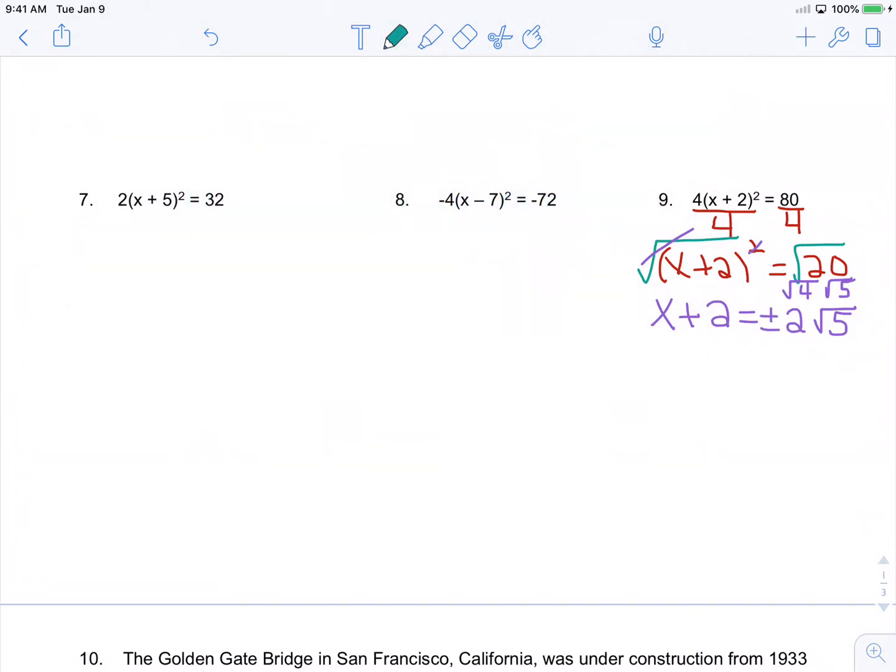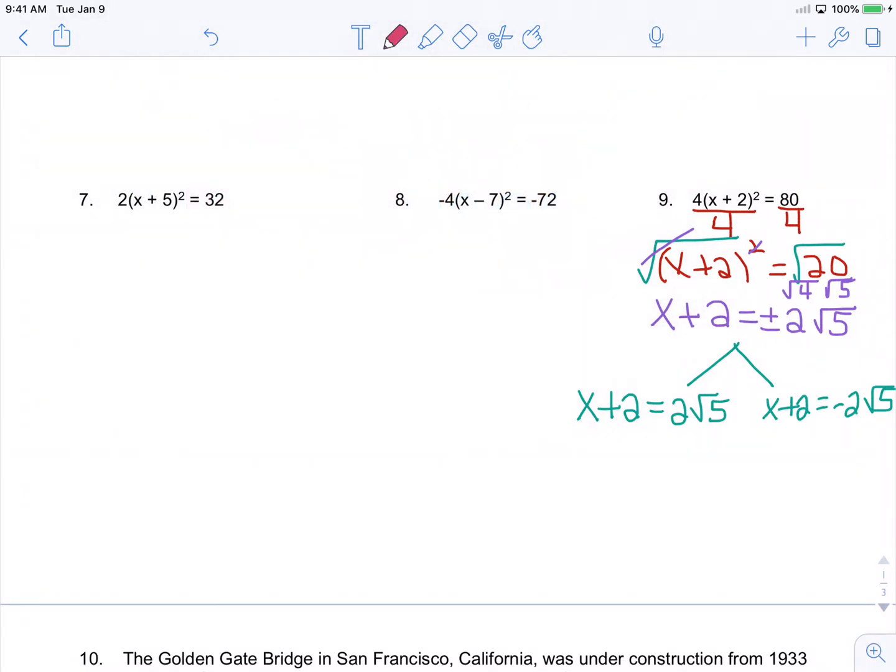The last step of this problem is to separate it into the 2 equations because that's what a plus or minus means. There's 2 answers. So one equation is x plus 2 equals 2 square roots of 5. The second equation is x plus 2 equals negative 2 square roots of 5. That's where that plus or minus comes in. One is a positive 2 square roots of 5. The other one is a negative 2 square roots of 5.